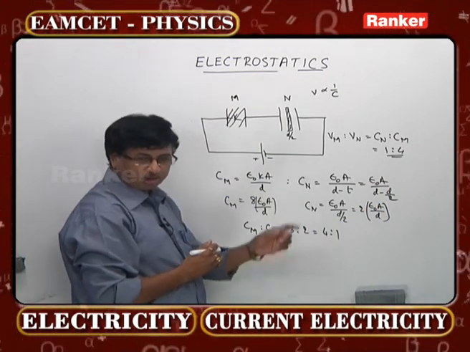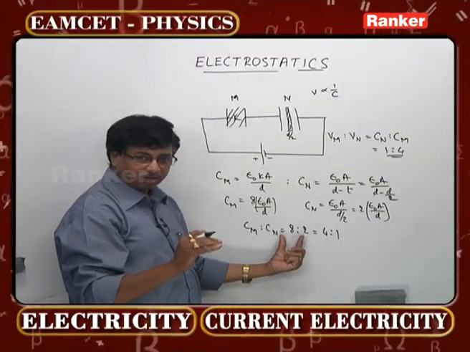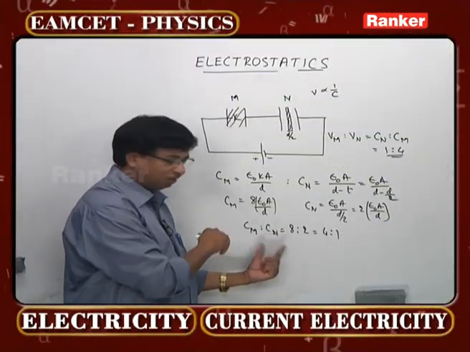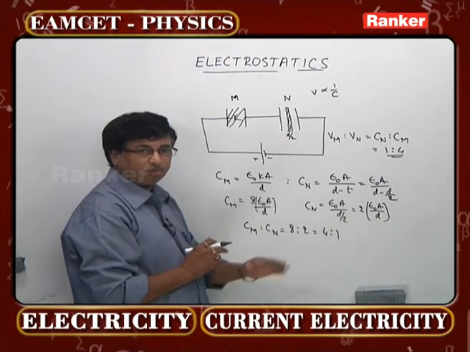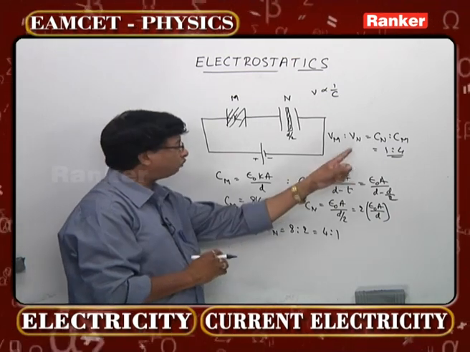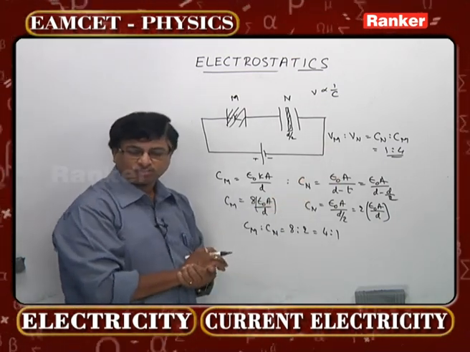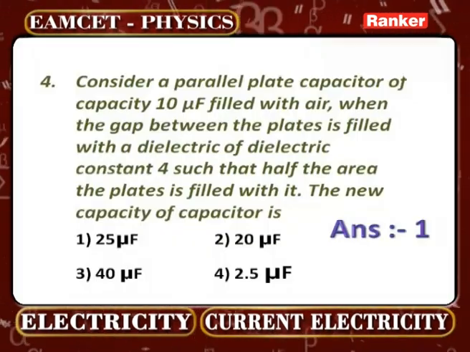So check that option number 1 please. 1 is to 4. But suppose if he is asking us the ratio of capacities, then the answer would be the second one, 4 is to 1. But he is asking you the potential difference ratio, therefore automatically that becomes 1 is to 4 over here. That is question number 3. Look at the next one, that is problem number 4 please.